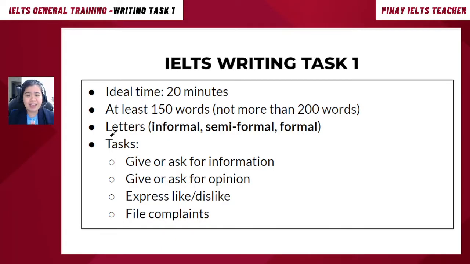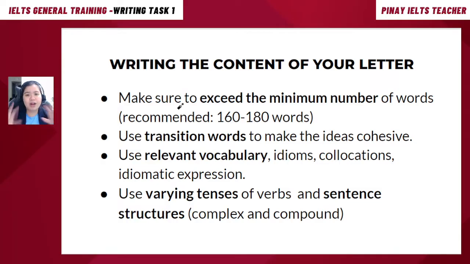Okay, for the letters, we have 3 types of letters: informal, semi formal, and formal. For this one, we're going to talk about formal letters. And then, what are the task scenarios? So, these are some of it, but not limited to these. You either give or ask for information, give or ask for opinion, express like or dislike, or file complaints. So, what are the elements of a letter that must be present there for you to get a high band score? Okay, so I summarize it in these bullet points.